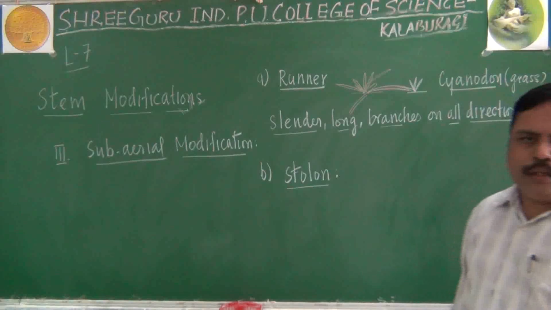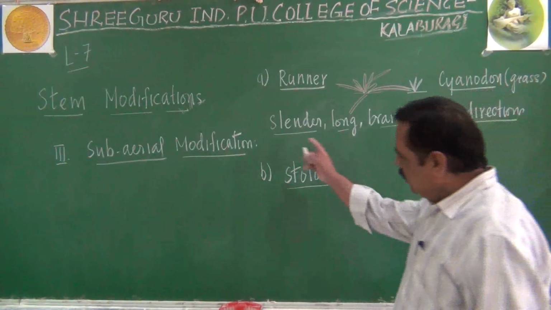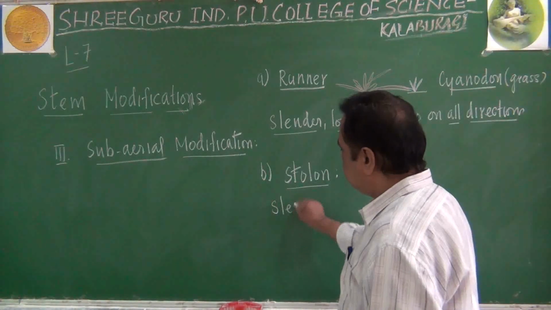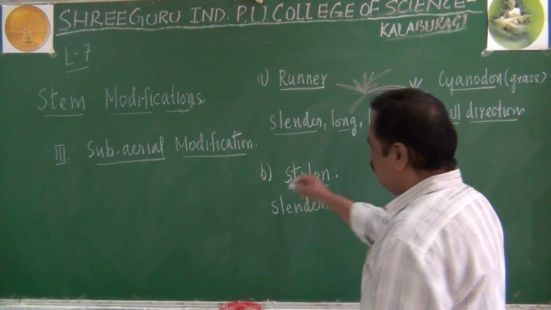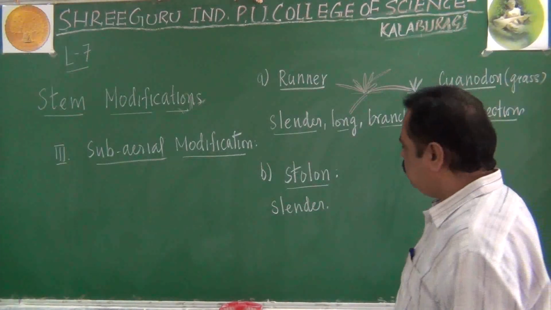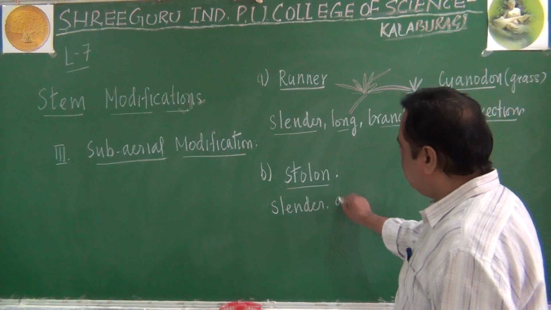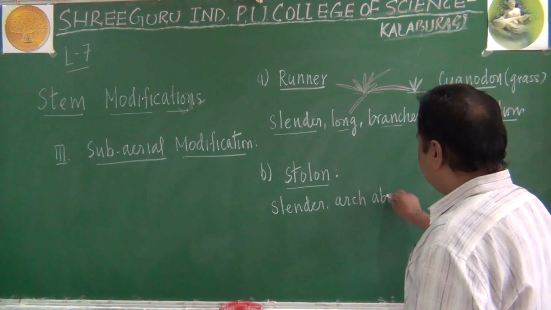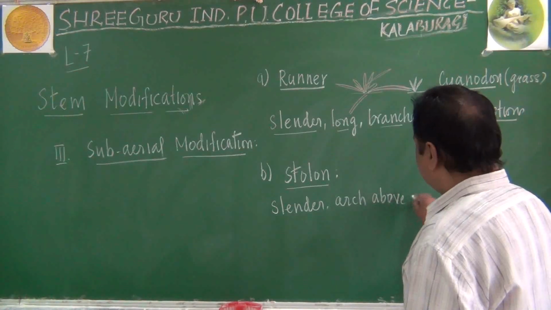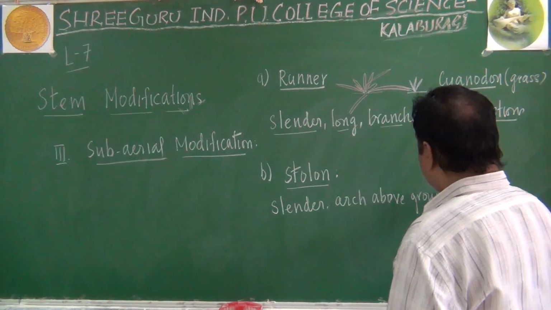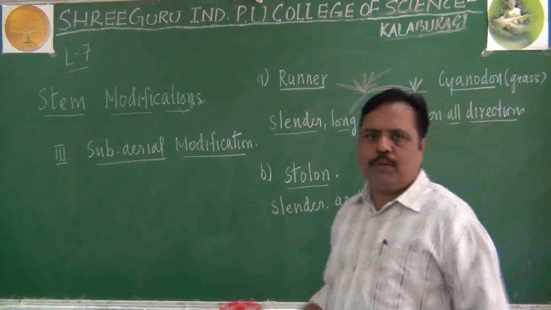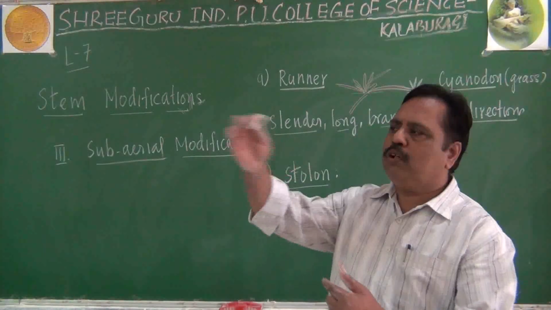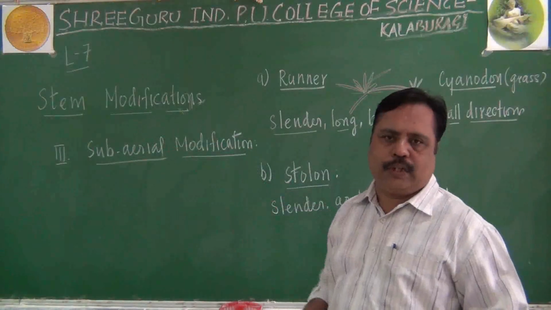S-T-O-L-O-N, remember. This stolon is also a type of slender modification. But what happens is they will slightly arch above the ground. They don't run horizontally over the soil. They will produce some arches and continue further.